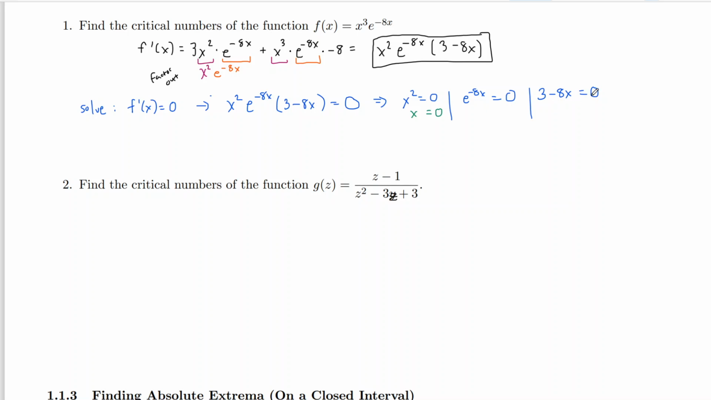And the one on the right here, this is straightforward. We would add the 8x and divide by the 3. So quickly we would get x equals 3 over 8.